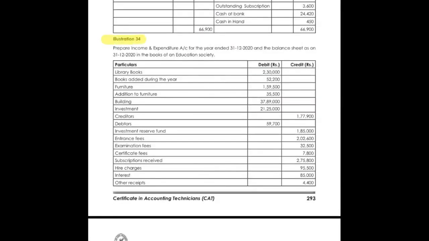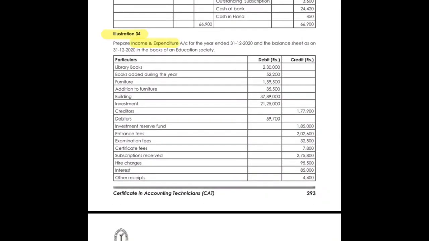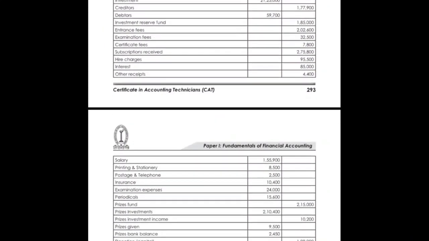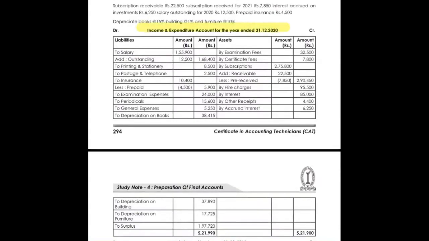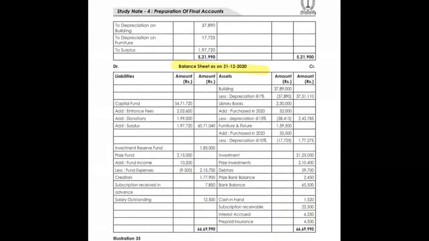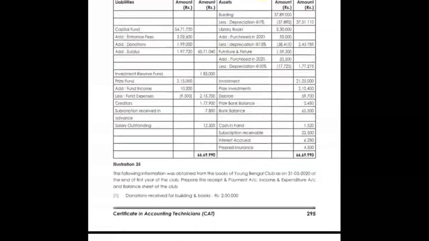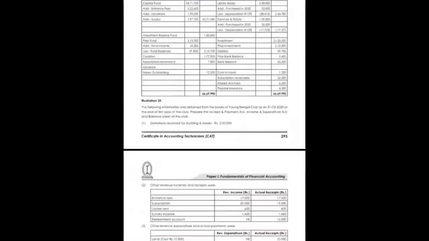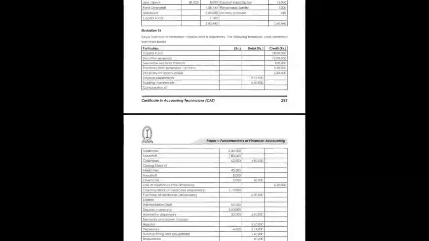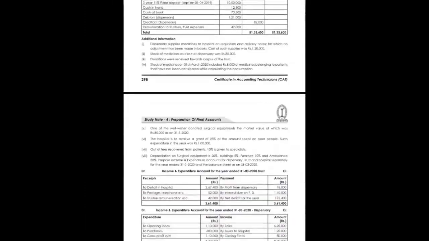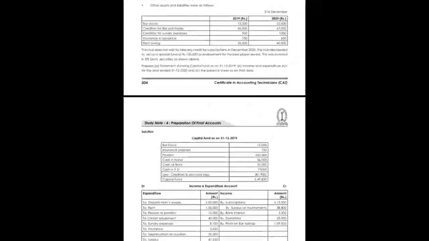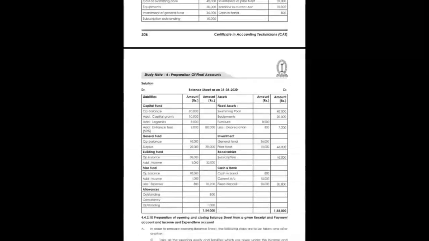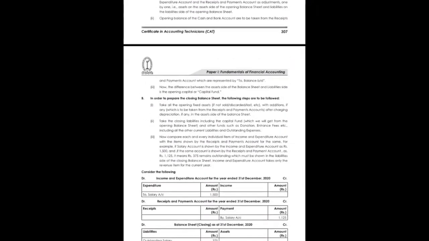So 33, and try to solve the 34 also. Here you need to prepare the income and expenditure and the balance sheet for this. So you have income and expenditure, the balance sheet. 33, 34 is your homework for this part. Okay, there would be no new concepts which you will come across, but the old ones which we have already discussed till now. There are many questions which you can go through.